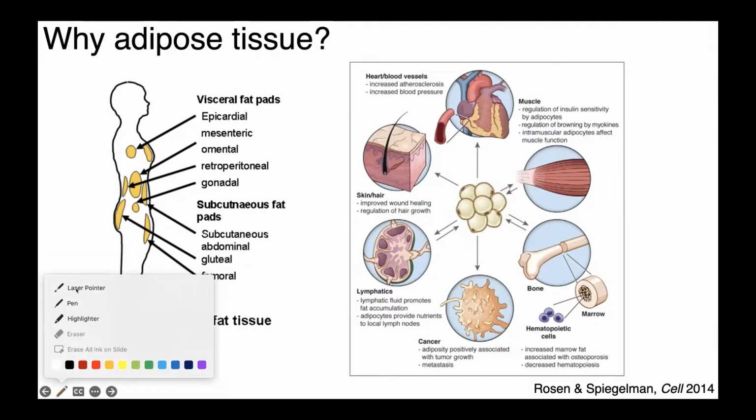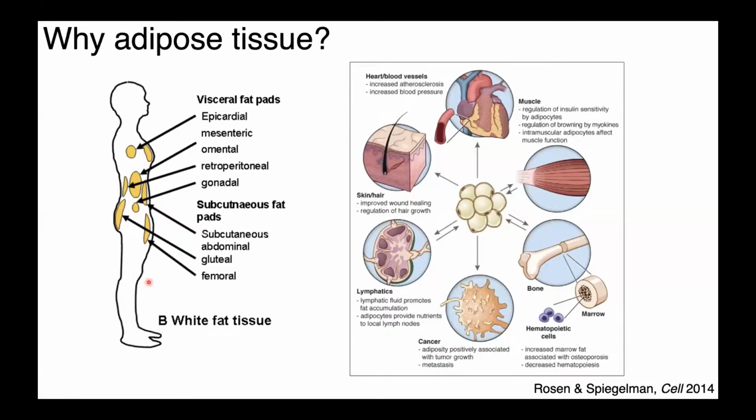Sorry, let me just change this to a laser pointer. So adipose tissue is found throughout the body. You have visceral fat that tends to be more amongst the organs, such as epicardial fat, omental fat, retroperitoneal fat. You also have subcutaneous fat that's more right under the skin.